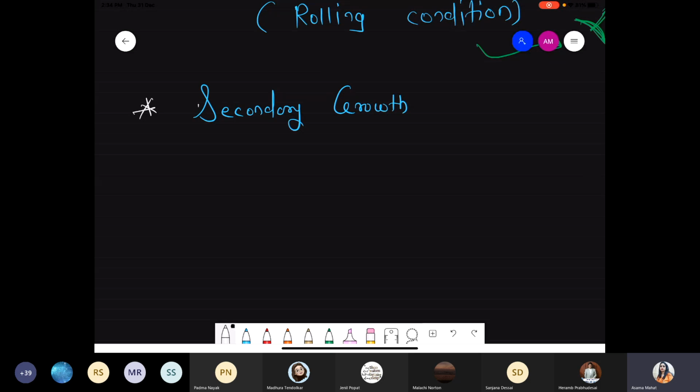Okay, so now we are talking about secondary growth, and secondary growth is very common in the dicot as well as very common in the gymnosperm. Please remember, in the monocot secondary growth is totally absent.